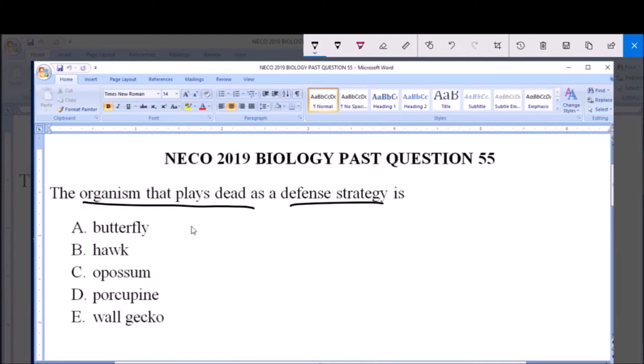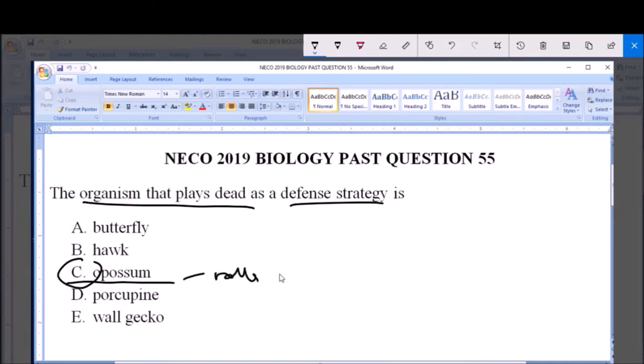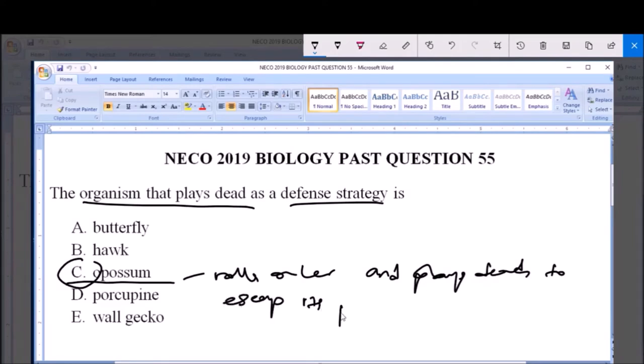Now let's look at each of these options. The organism that plays dead as a defense strategy is actually the opossum, which is option C. Now, an opossum rolls over and plays dead to escape its potential predator. And like you know, when an organism plays dead, the predator leaves the dead animal alone.